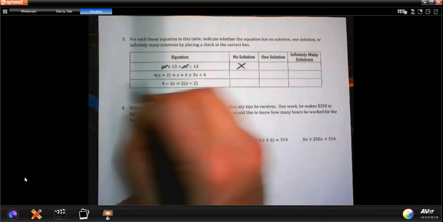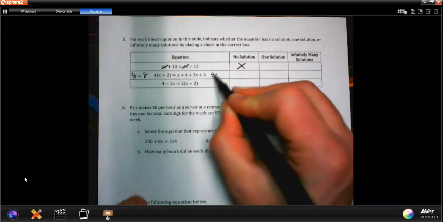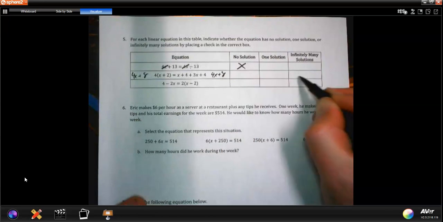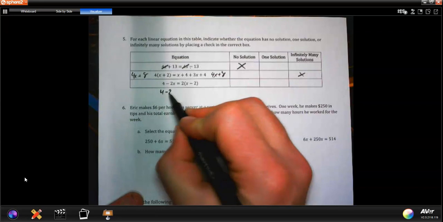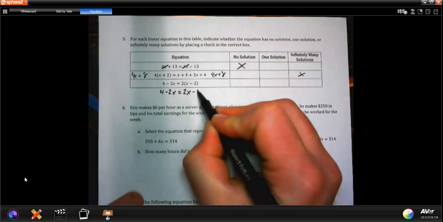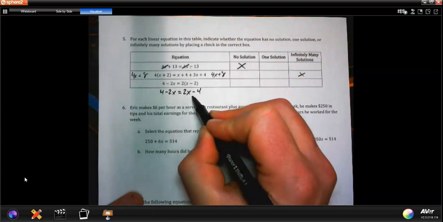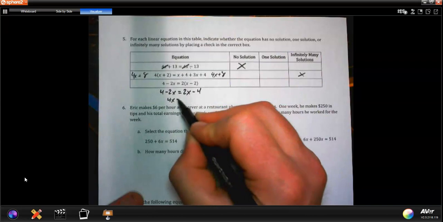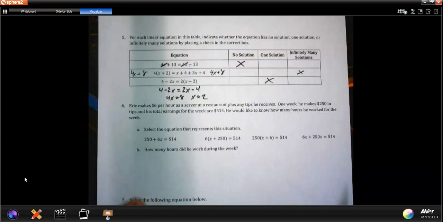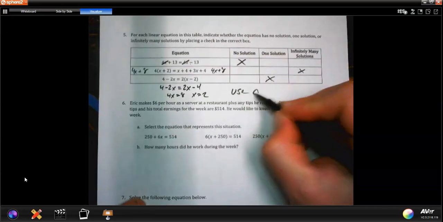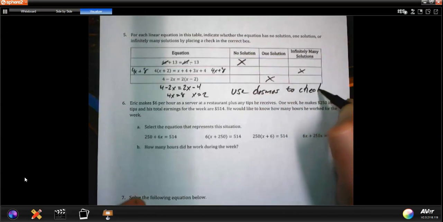This one becomes 4x plus 8. If I add them all up, I get 4x plus 8. 4x plus 8, 4x plus 8. There's infinite solutions because they're the same. And then 4 minus 2x equals 2x minus 4. So if I added 2x, I'd have 4x. If I added 4, I'd have 8. 4x equals 8. X equals 2. That's one solution there. Also, use Desmos to check your answer. Type those in, right?